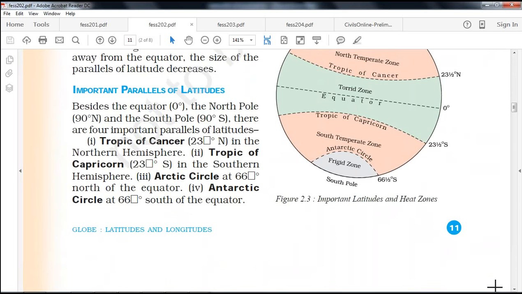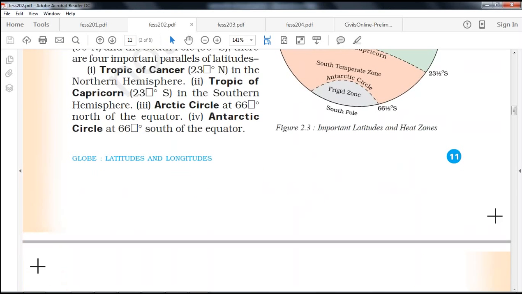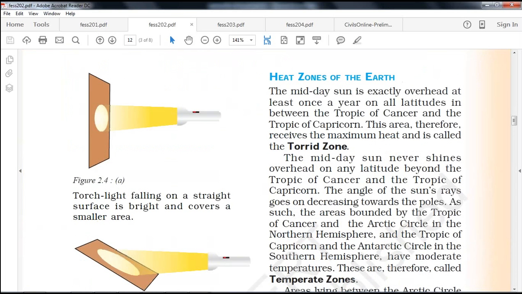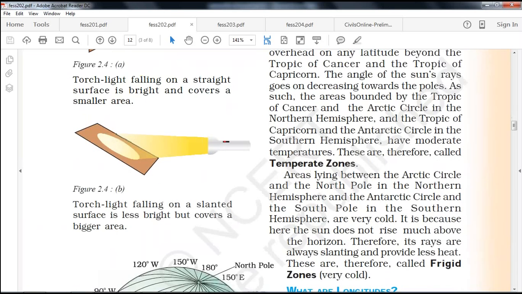We realized that beyond this zone sun rays fall slantingly throughout the year, and there is the Arctic Circle at 66.5 degrees north, and also the Antarctic Circle in the south. Beyond this point, it is a completely frigid zone. Through this torchlight experiment, we realized why sun rays fall slantingly or straight, and how much sunlight is received at a particular place.